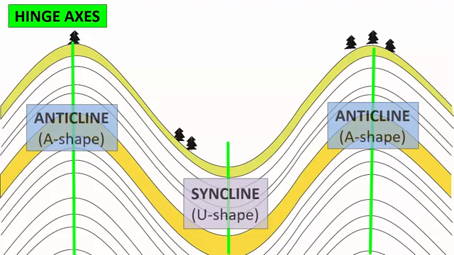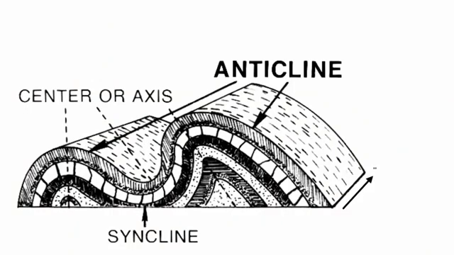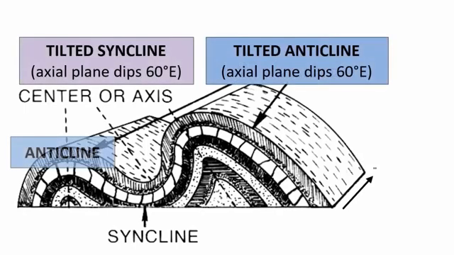If the axial plane is vertical, then the fold is simple and upright. However, sometimes the axial plane can dip itself. In such cases, we're going to call the fold a tilted fold and give the actual dip angle of the axial plane. For example, in this image, the anticline on the left is untilted and upright, but on the right, both the syncline and anticline have axial planes dipping eastward. The angle looks to be roughly 60 degrees east.